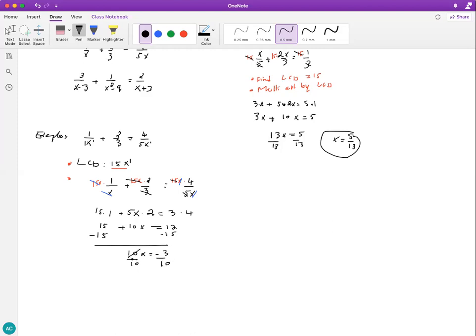So the 10s cancel out. So we have x equals negative 3 over 10. Again, simplify your fraction if possible. If not, just leave it like that. And that's your answer here. This is what we call a proposed solution, by the way. It's not a solution yet. We call it proposed. That means it could or it could not be an actual solution.